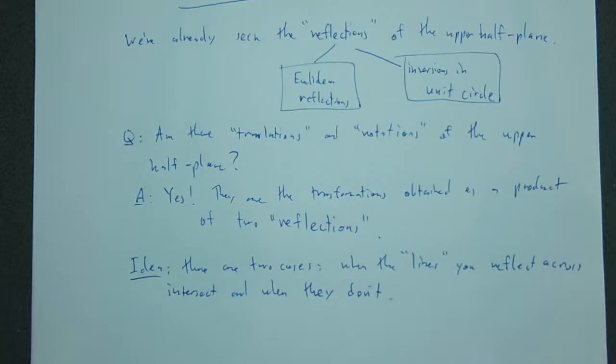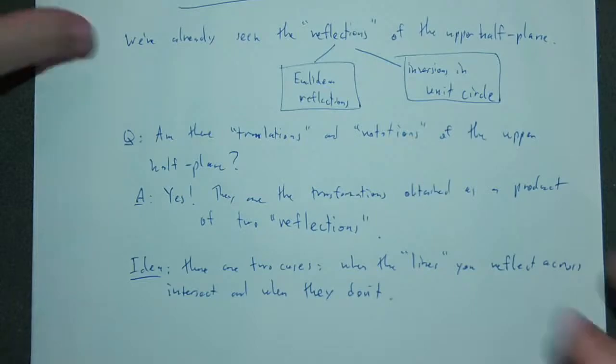Okay, so when you are dealing with a product of two reflections, that means you have two lines you're reflecting across that are distinct. So in the upper half plane, those two lines could not intersect, or they could intersect, right? And so whether or not they intersect is going to tell you whether or not the thing you get is a translation or rotation. Okay, so let's see how this works.